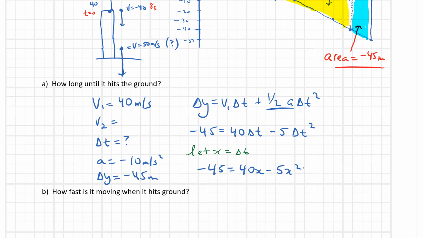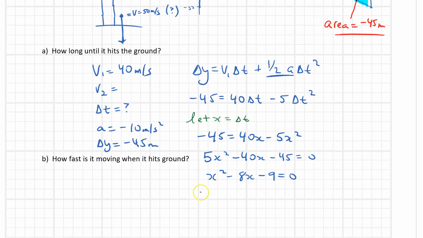Now I'm going to rearrange things so it's equal to 0, and I like to have the quadratic term, the x squared term, be positive. So I'm going to say 5x squared minus 40x minus 45 is equal to 0. And then the next thing I notice is that I can divide everything by 5. So if I divide both sides, I get x squared minus 8x minus 9 equals 0.